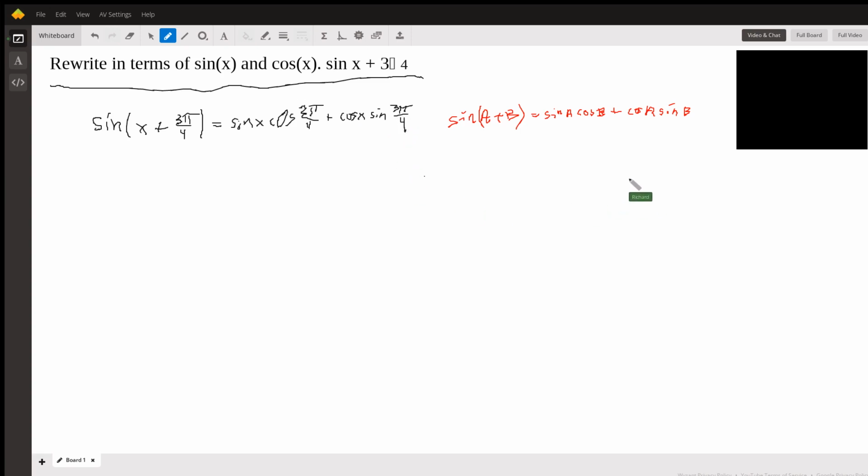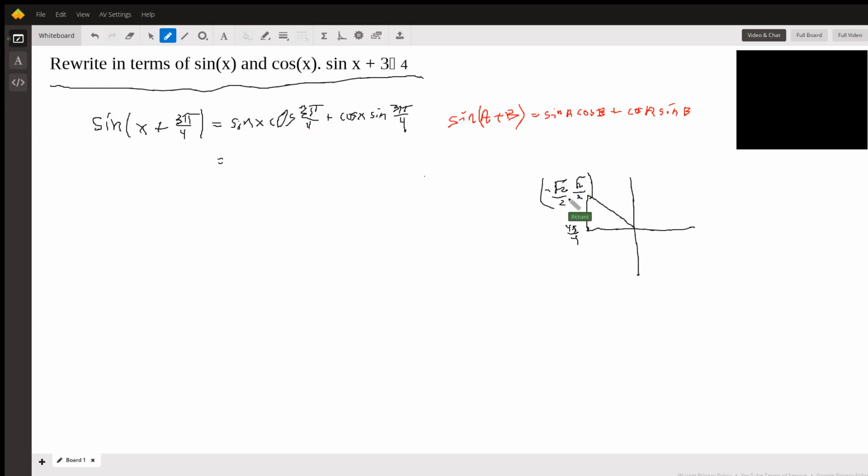Let's think about 3 pi over 4 on the unit circle. This is 4 pi over 4. So the angle that we're interested in is here. And this is a 45-degree reference angle. So square root of 2 over 2, square root of 2 over 2 are the cosine and sine here. So we'll just plug these in.